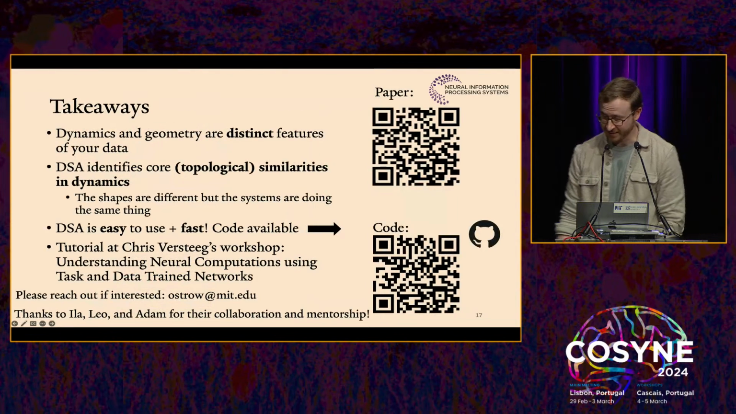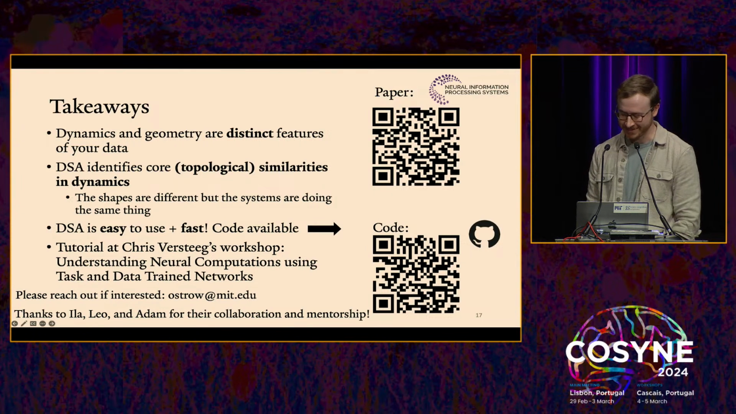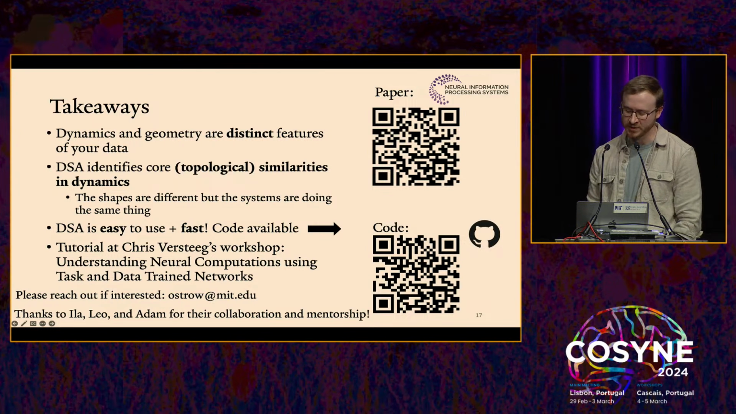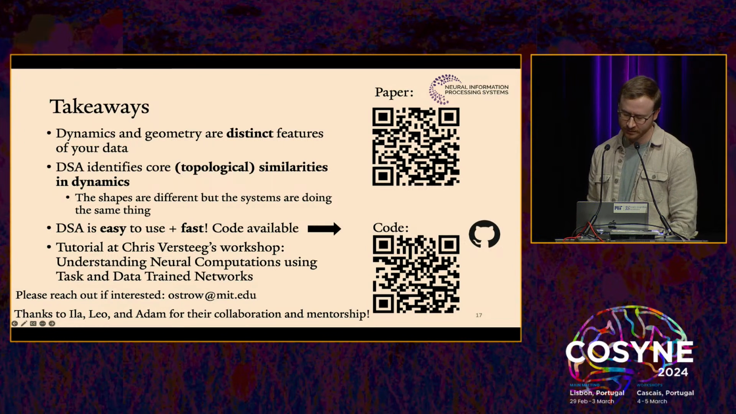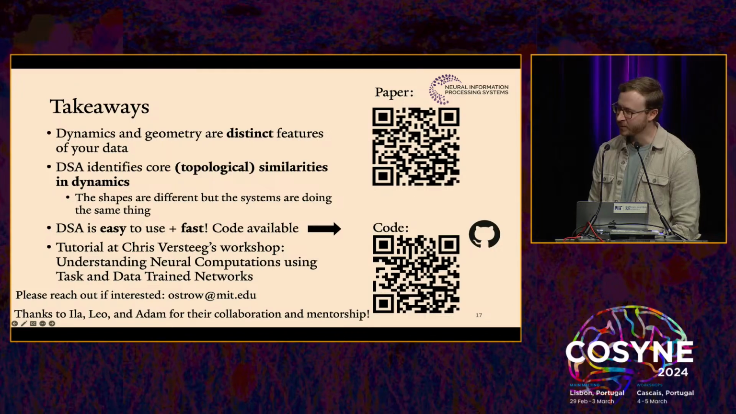Cool, so that went very fast, which is hopefully a good thing. But just to wrap up, dynamics and geometry are distinct features of neural data. Our method, dynamical similarity analysis, is able to capture topological similarities in dynamics, which is to say that DSA can identify when the shapes are different, but the systems are doing the same thing. We have open source code that has a scikit-learn style API and is also GPU accelerated. I will also be giving a more in-depth talk in one of the workshops on Tuesday. So thanks for listening, and I'm looking forward to your questions.